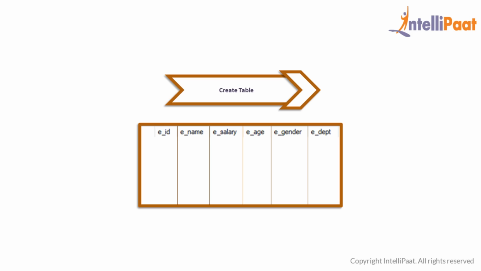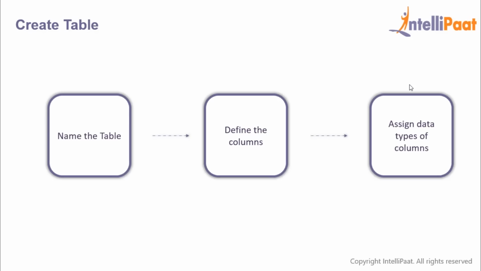How to create a table in SQL? So we'll be creating an employee table which would comprise of employee ID, employee name, the employee's salary, age and gender, and the department in which the employee works. So let's have a look at the steps to create a table in SQL. So first we'd have to start off by giving a name to the table. After naming the table, we'd have to define the columns which would be a part of our table. And finally, we'd have to assign a data type to each of the columns which we have defined.